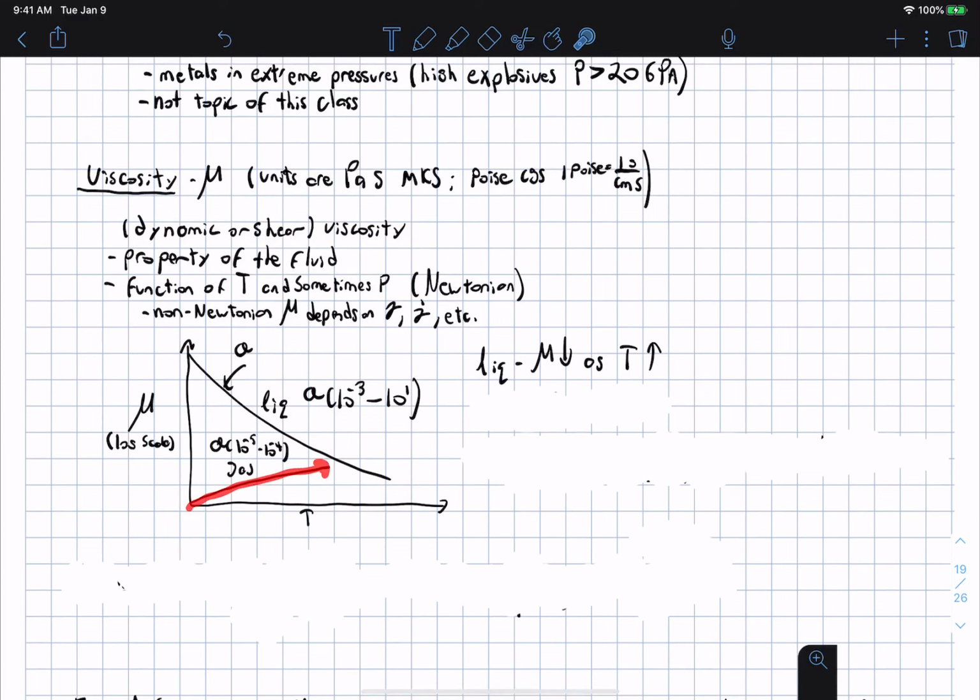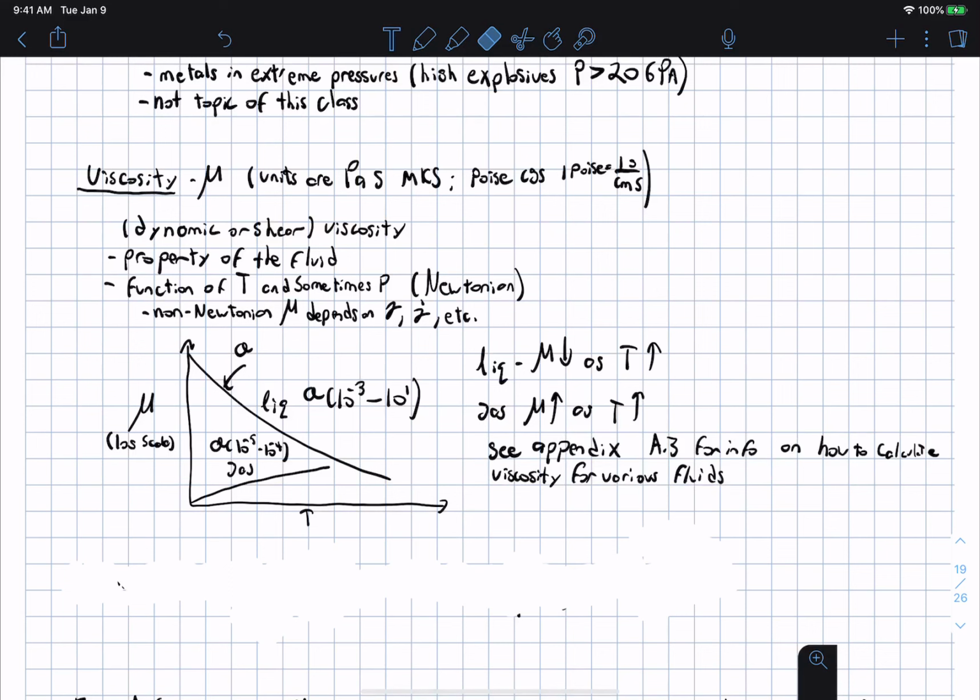Gases also have viscosity. It's much lower than a liquid. But the viscosity for a gas actually increases with increasing temperature. Okay? There's a really nice rigorous theory that explains why, and I'm not going to discuss that in this class. But in the back of your book, or any other textbook for that matter, you can find all sorts of information as to how to calculate the viscosity.